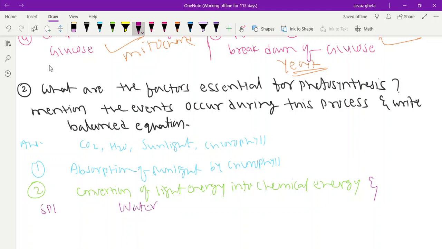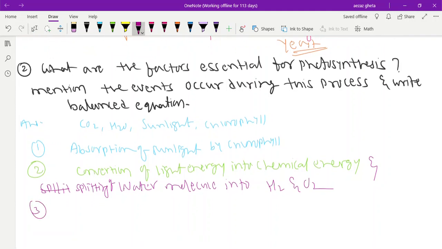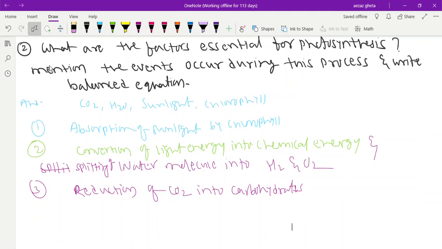Splitting of water molecule into hydrogen and oxygen. Done. Okay, and finally reduction of carbon dioxide into carbohydrates. Okay, done. And now they're asking you to write the equation as well.